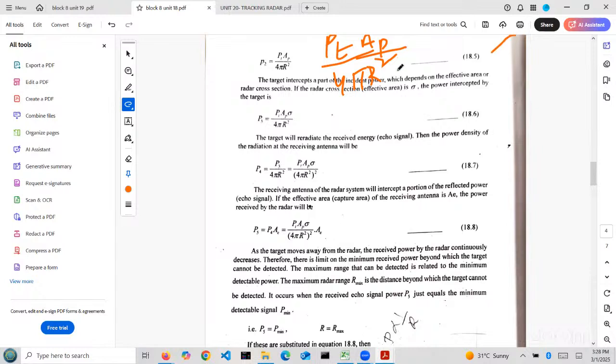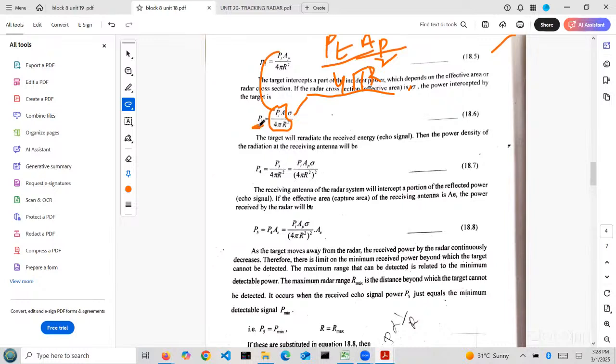To this one, I am multiplying again the radar cross section, rho. Same, P2 to rho multiply. What does P2 have? PT AP by 4 pi r square is there, to that we multiply rho. If we multiply rho, what comes? The third power density comes. What is the difference between P2 and P3? PT we have, AP we have. To this PT AP by 4 pi r square, I multiplied rho, and it is called the third power density.